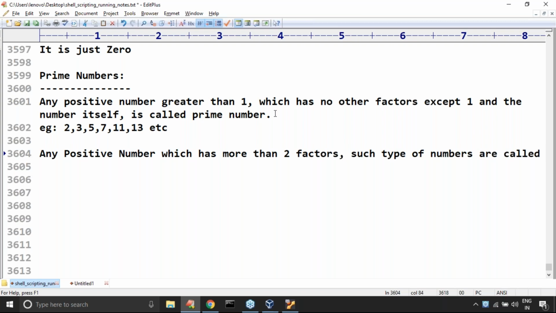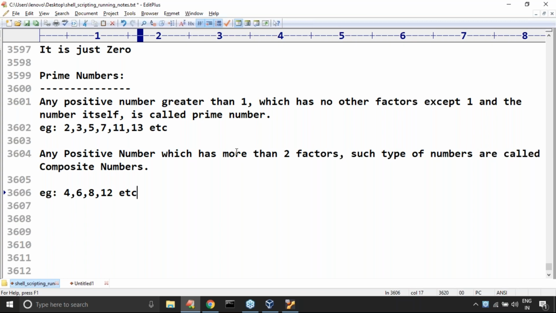So any number which has more than two factors is called a composite number. Remember this one. What is the word? Can you please spell it out? Composite numbers. Remember, composite numbers. Examples: 4, 6, 8, 12, etc. These are composite numbers.